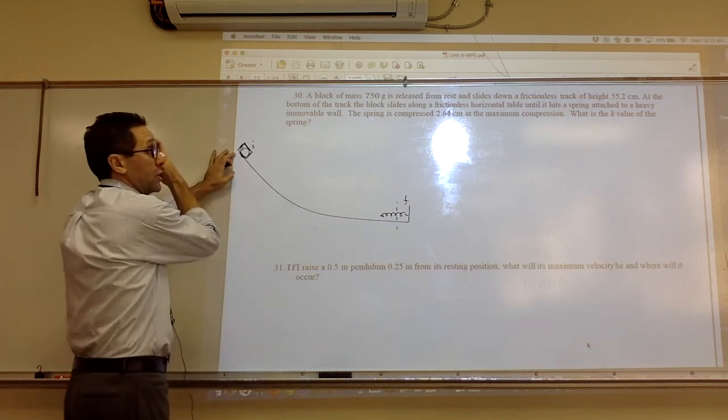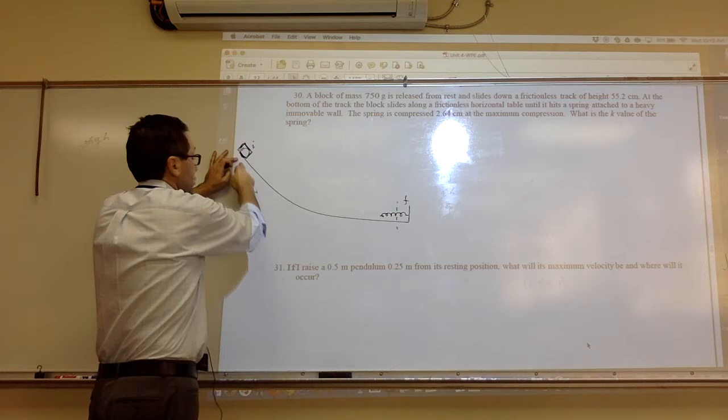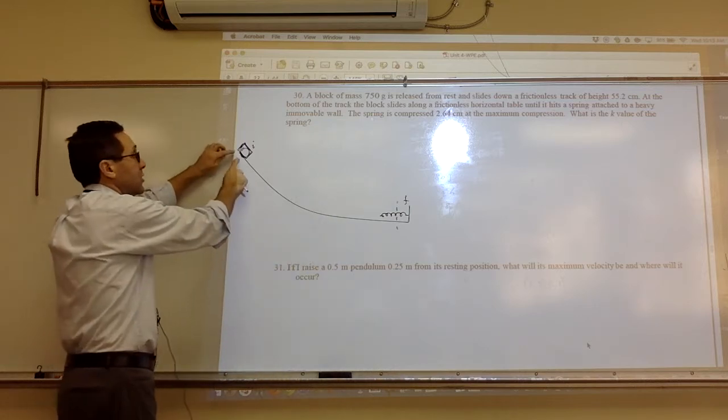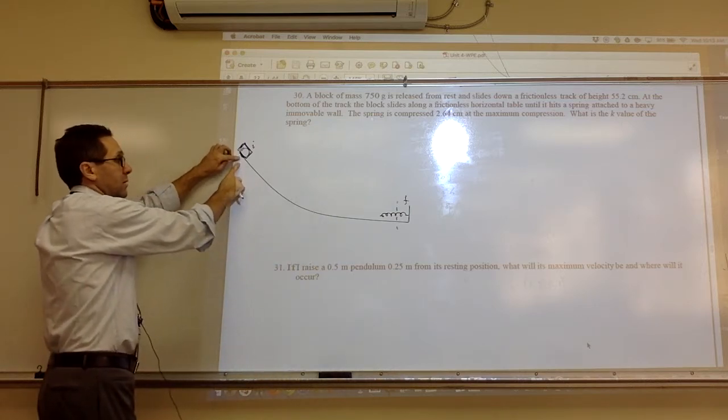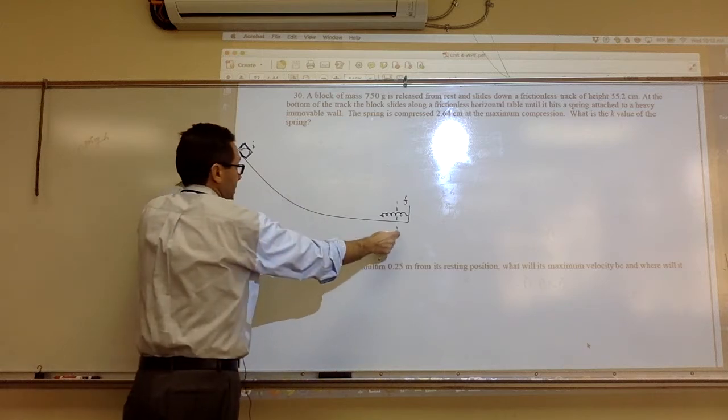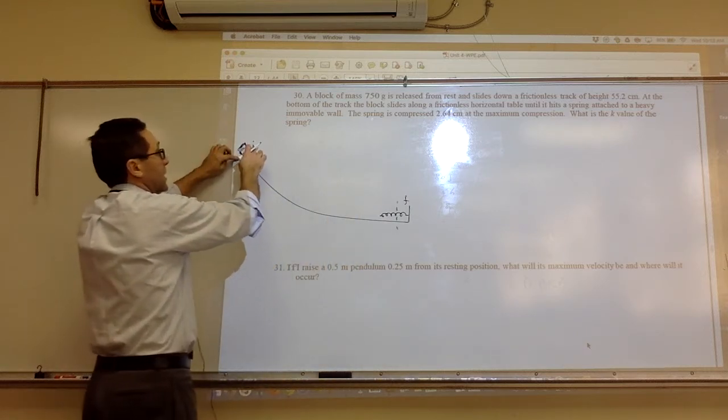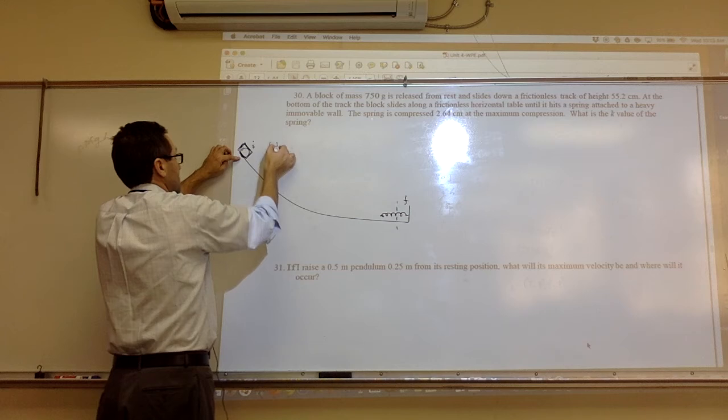And there is no friction between these two points here. So I'm going to say the energy at the top here has to be equal to the energy down here. The energy at the top here is in the form of gravitational potential energy.